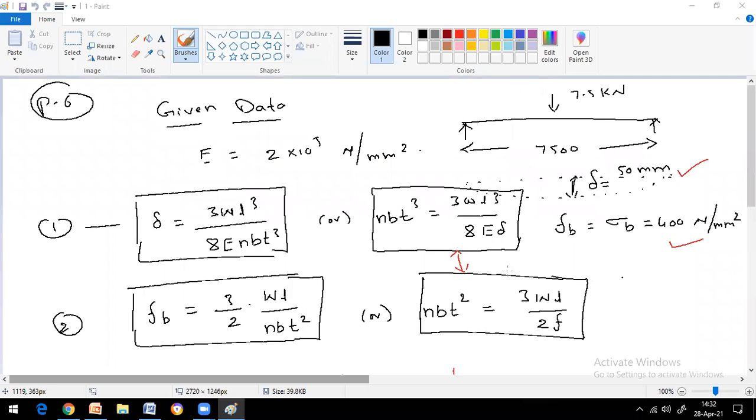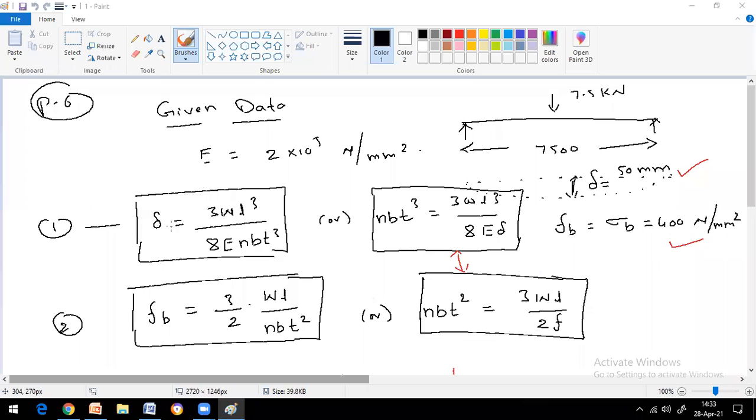So I think we are going to continue the problem from where we stopped in the previous class. In the given problem, they asked us to calculate the thickness and the width of the laminated plates, which is nothing but leaf spring plates, isn't it? For that, they have given two important parameters: one is the deflection due to the load, and the other is the bending stress in the beam. Based on these two parameters, we have two formulas.